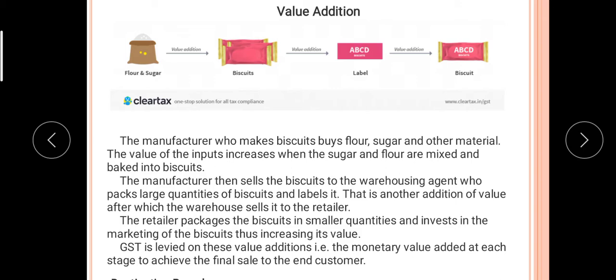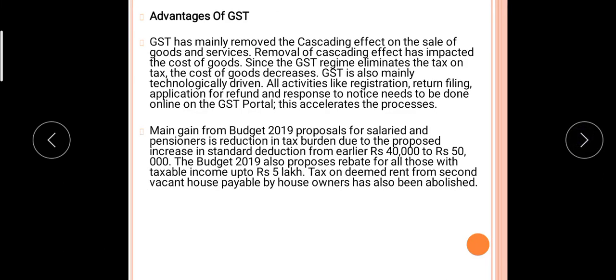So in the next slide a table is there, you will get a clear idea about the tax. So this GST is levied on the value addition, that value added at each stage to achieve the final sale to the consumer. Now which are the advantages of GST? GST has mainly removed the cascading effect on the sale of goods and services. Removal of cascading effect has impacted the cost of goods. Since the GST regime eliminates the tax on the tax, the cost of goods decreases.